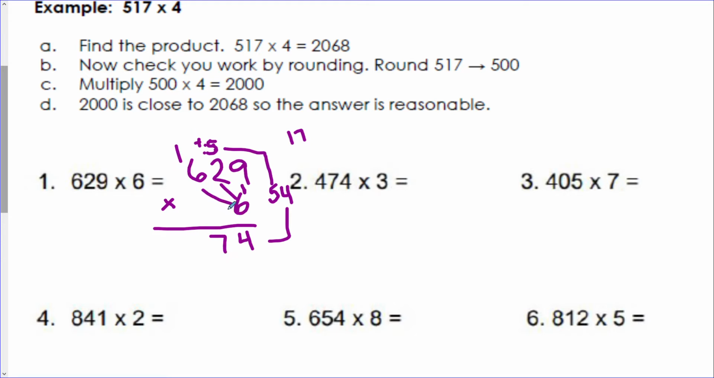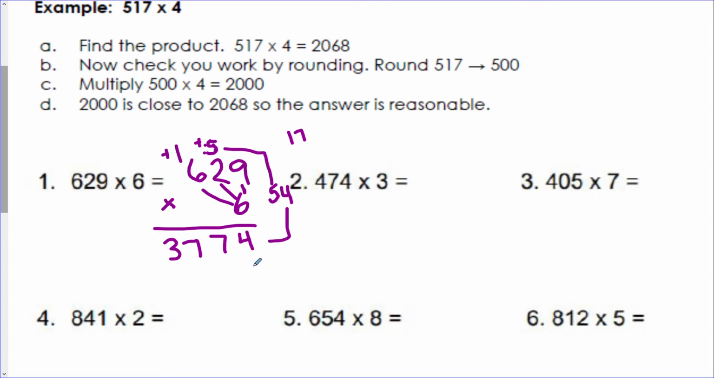6 times 6. Remember, multiplying. 6 times 6 is 36. And then we add the 1 on top. So 36 plus 1 is 37. So 629 times 6 is 3,774.